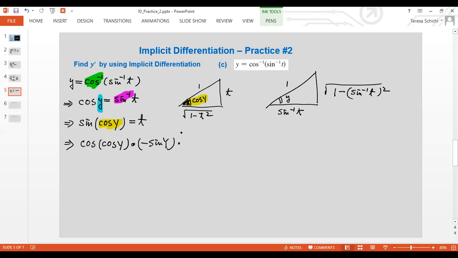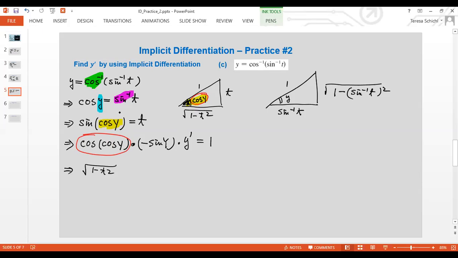After that, remember y is a function of what? y is a function of x, or here t. So I have y prime, equal to 1 here. Now let's take a look here. So cosine y, that means my angle is y. I need to use these angles, so that's the color coding. What is the cosine? It is adjacent over hypotenuse, so it's the square root of 1 minus t squared.